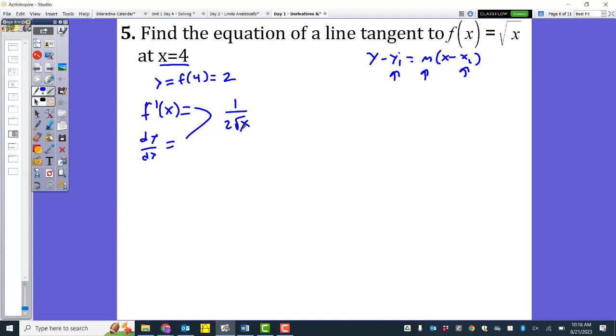We have an x, we have y, we have a slope. Now, notice we're making an equation of a line. We want the slope at that point. So we don't want this. We want the derivative at the point 4. So we're going to plug in 4, 1 over 2 square root of 4, which gives us 1 over 4. So we have x, we have y, and we have slope. Let's plug it in. So y minus 2 equals 1 over 4, x minus 4. And we're not asked to simplify that. Okay?